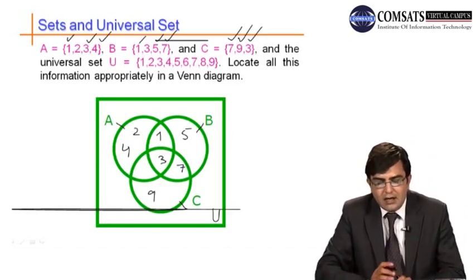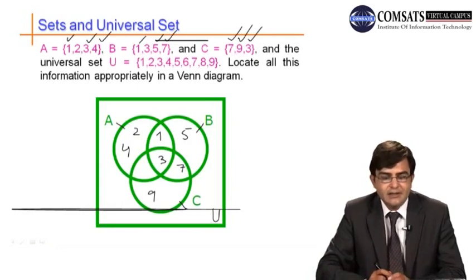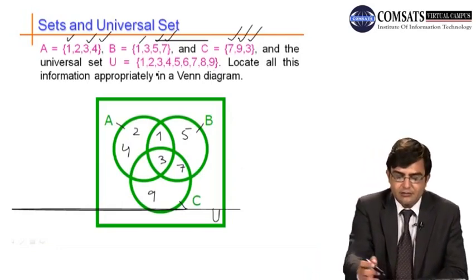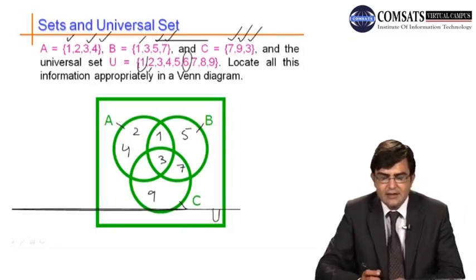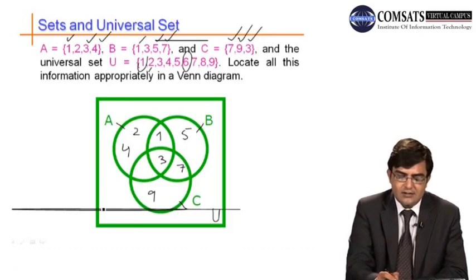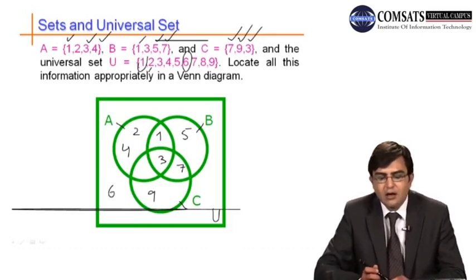Now these are the placements of integers or members of A, B and C. Now we see the placement of the universal set. In universal set, 1 is already been placed, 2 is also been placed, 3 is placed, 4 is placed, 5, 6. 6 is an element which is not in A, B and C, but 6 is in universal set. So we write 6 here outside all these 3 sets A, B, C, because 6 is in universal set.